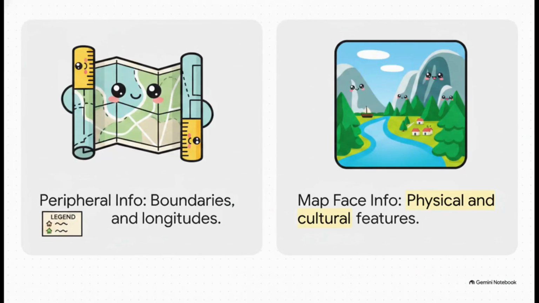When you do grab one of those 92 map sheets, you need to be able to visually tell apart two main zones. First up is the peripheral information. This is all the stuff printed around the outer margins. Things like administrative boundaries, coordinate grids for latitudes and longitudes, the scale indicator, and the legend that explains all those little symbols. Then you have the map face information. This is the core data right in the center. It's the actual drawing of the physical mountains, the rivers, the roads, and the towns located within that specific area.